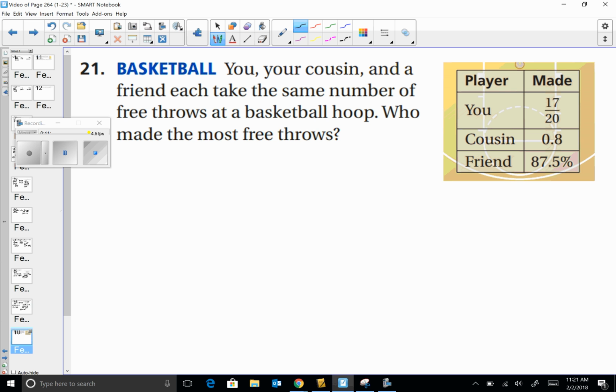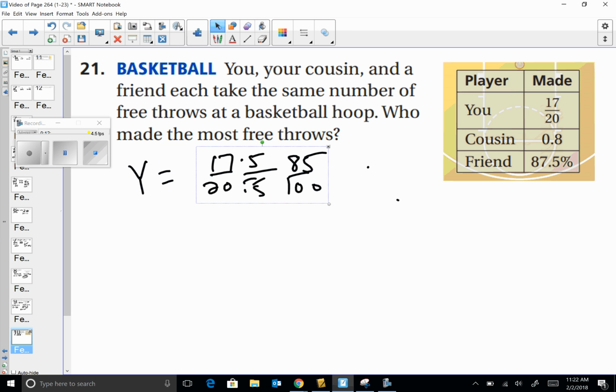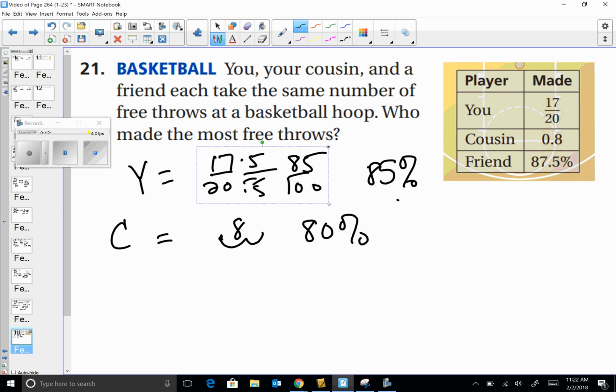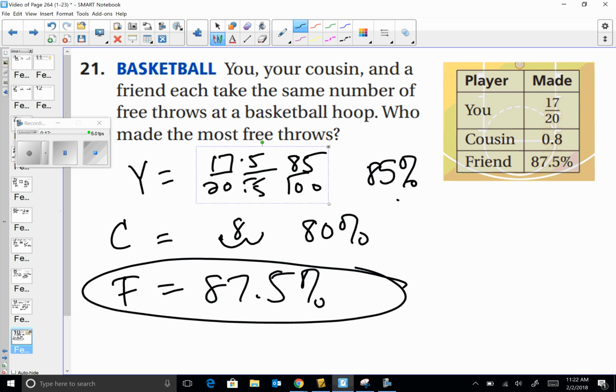Number 21, you and your cousin and a friend each take the same number of free throws at a basketball hoop. Who made the most free throws? Okay, so let's say that's your fraction, so you made 17 out of 20. Let's change these all to percents. So 17/20ths is how many out of 100? Times 5, times 5, 17 times 5 is 85. All right, so we are good with that. Next one, your cousin is 0.8, so we're going to move it over. Cousin made 80%. You made 85, so you beat your cousin. And then your friend made 87.5%, so guess what? Your friend is the highest.